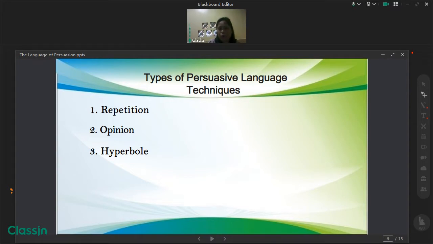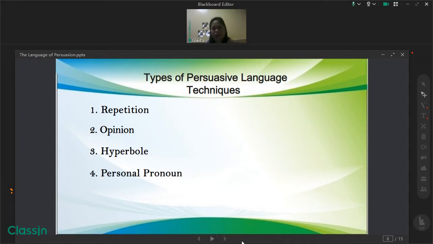So no one will die from laughing. That is only an exaggeration. So if you use that technique in persuading, for sure you will achieve your goal to persuade or to convince someone with the use of that technique, the exaggeration or the use of hyperbole.